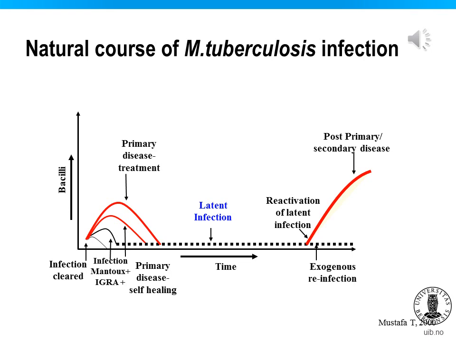This figure summarizes the possible natural course of infection in humans following infection with Mycobacterium tuberculosis. There is no scale along the axes. After primary disease, the disease can heal itself in about 50% of cases, or it can be cured after chemotherapy. In either case, live bacilli can remain in the host and the person returns to a non-symptomatic stage and remains tuberculin test positive or IGRA positive.